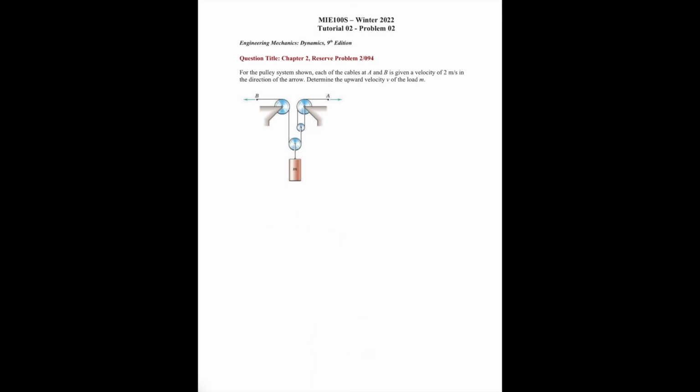So now for question 2 of the tutorial, we have the pulley system shown. Each of the cables at A and B is given a velocity of 2 meters per second in the direction of the arrow. Determine the upward velocity V of the load M. So first of all, we're going to write down our known values, which are VA and VB are equal to 2 meters per second. And we want to know the velocity in the upward direction, so y dot.